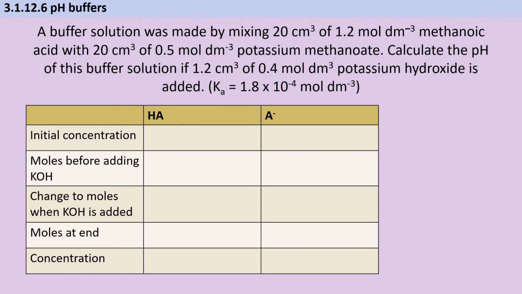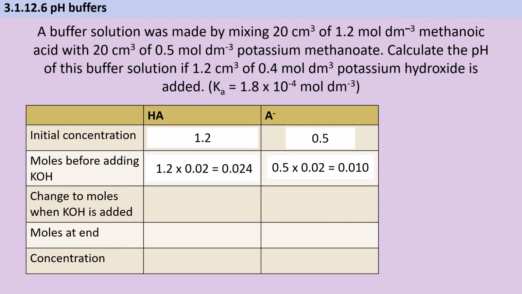Here's another example of the same type of question. Pause the video, work through the question on your own, and then when you're feeling confident that you've got the right answer, press play again so that we can go through it together. We start off in the same way by writing down the initial concentration of each one of the solutions. So 1.2 mole per decimetre cubed for my methanoic acid and 0.5 mole per decimetre cubed for my salt. And then I can do concentration multiplied by volume to give me the total number of moles for each of those substances. And then I need to think about how this is going to change when the potassium hydroxide is added.